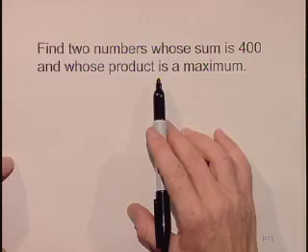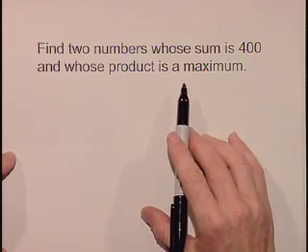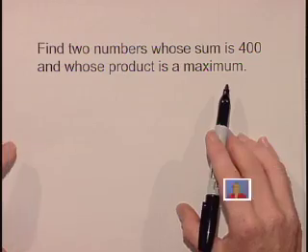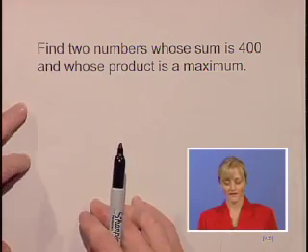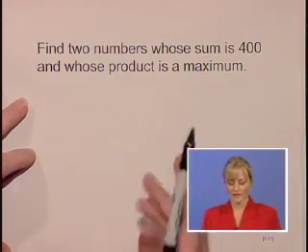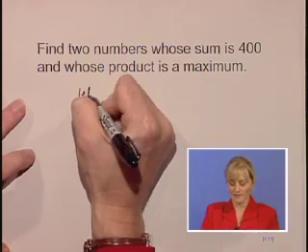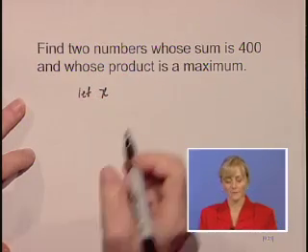Find two numbers whose sum is 400 and whose product is a maximum. So we need to define what our two numbers are going to look like. We're going to let x be one number.